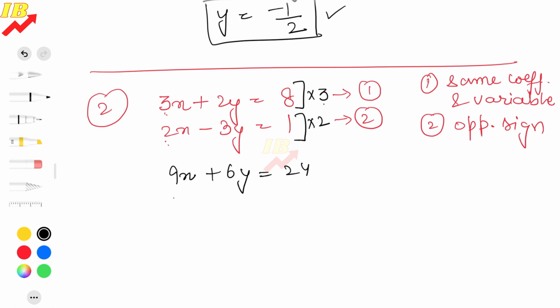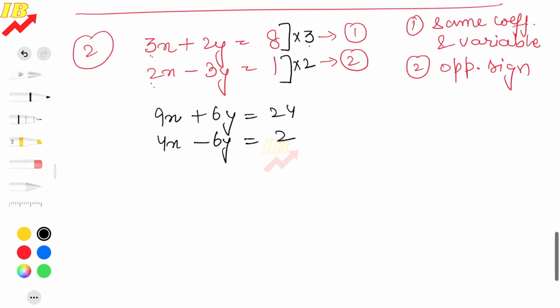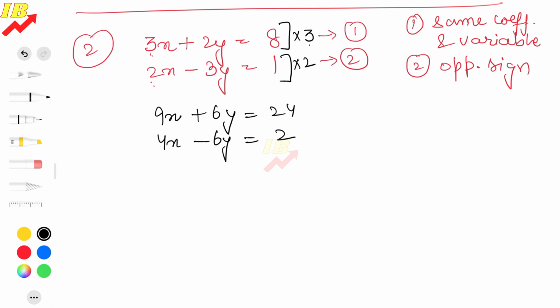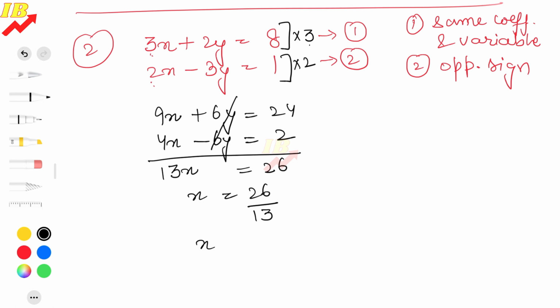Second equation is going to give you 4x minus 6y equals 2, right? Now you can check that your equation actually transforms, right? Now you can easily see that if you add, these are going to cancel out, right? So your final solution for this is going to be 13x is equal to 26. So x is coming out to be 26 divided by 13, which is going to give you a 2, right?